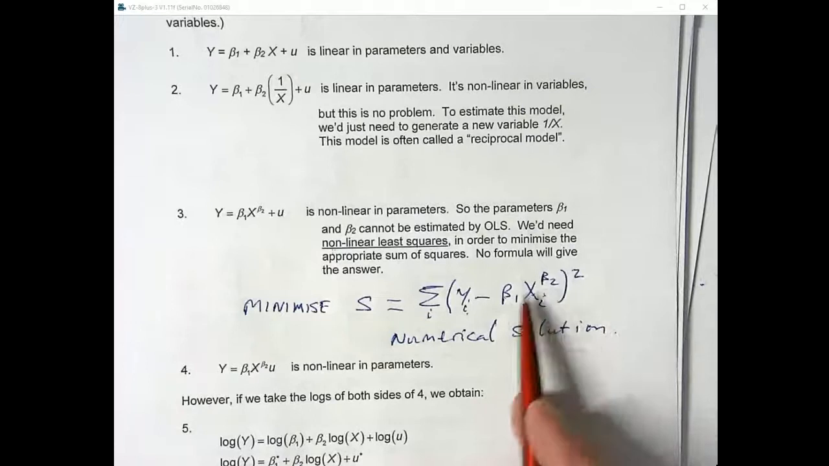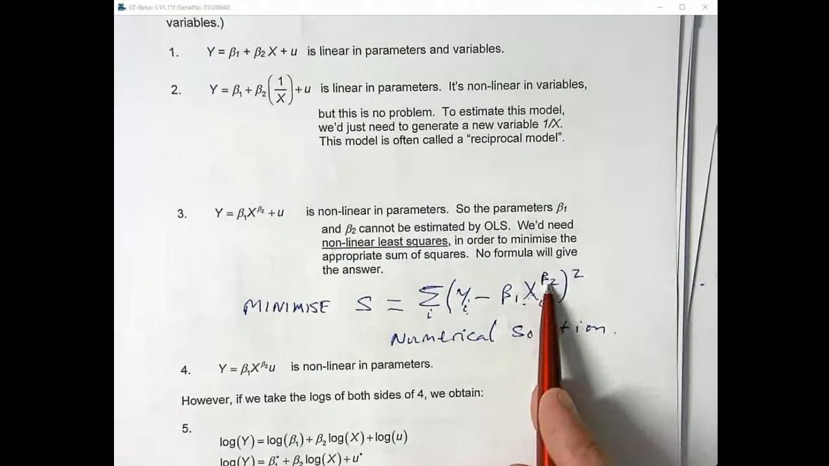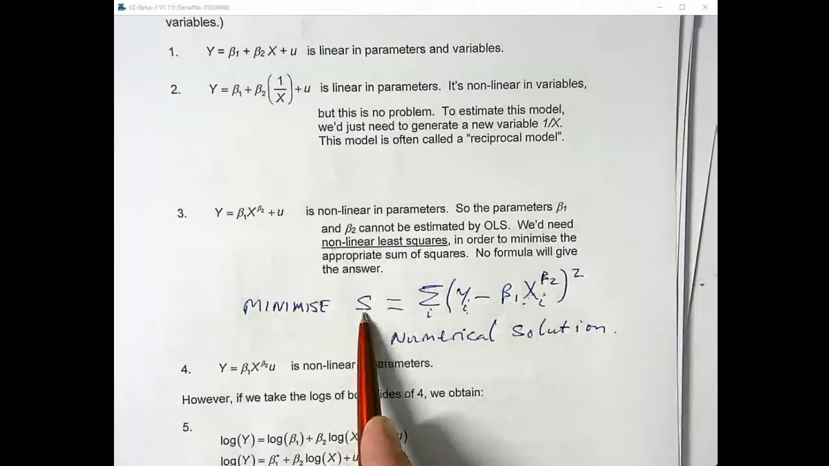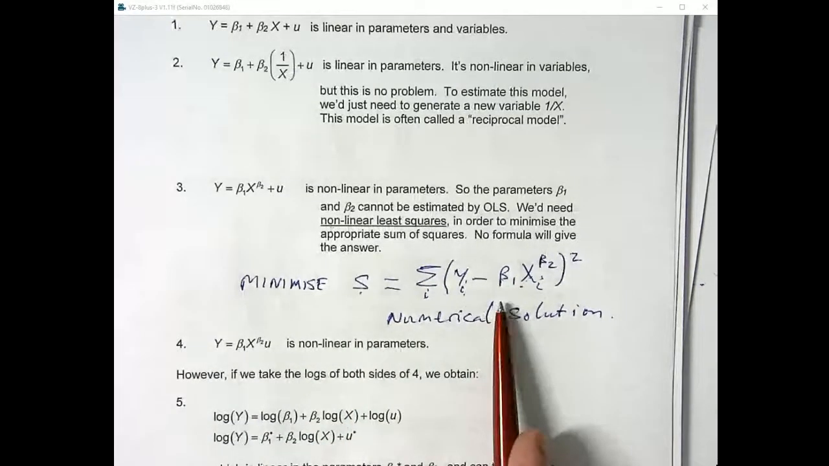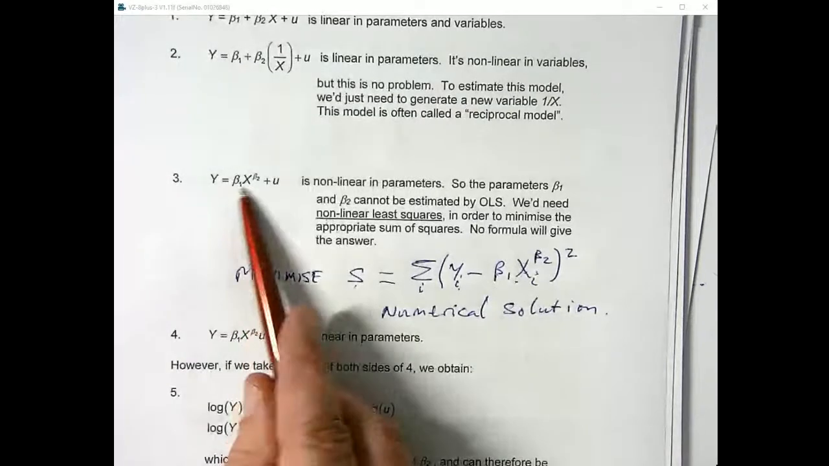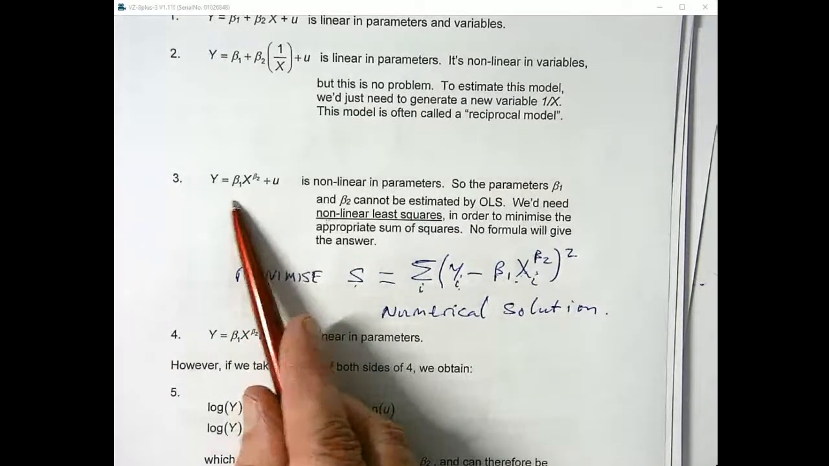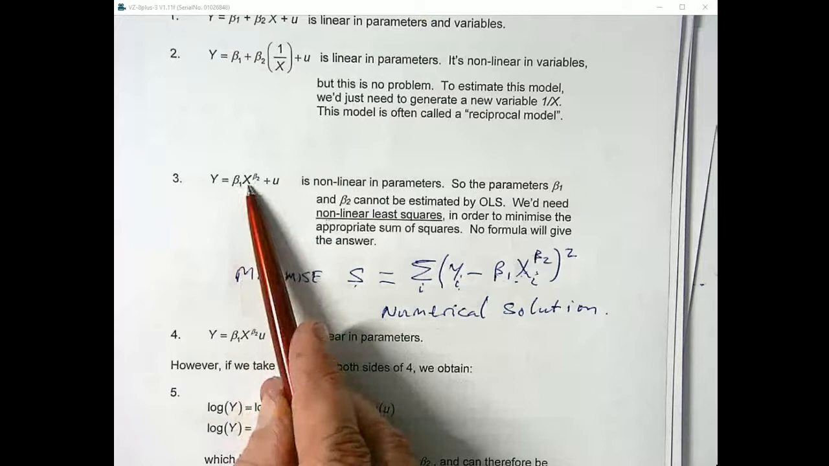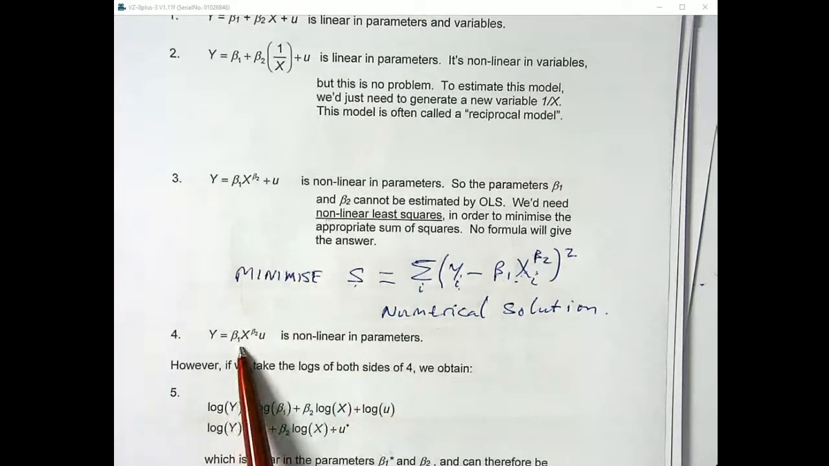In other words, you try different combinations of beta 1 and beta 2 until you get to the lowest value of S. And that's how you get estimates, but that's not too important. The important thing is, because this is non-linear in the parameters, we can't use ordinary least squares to estimate those parameters. What about this one here?